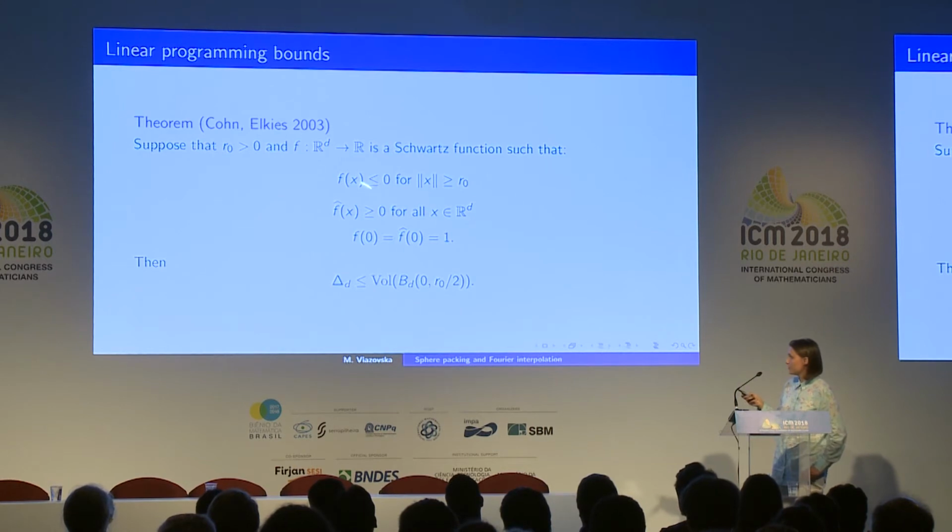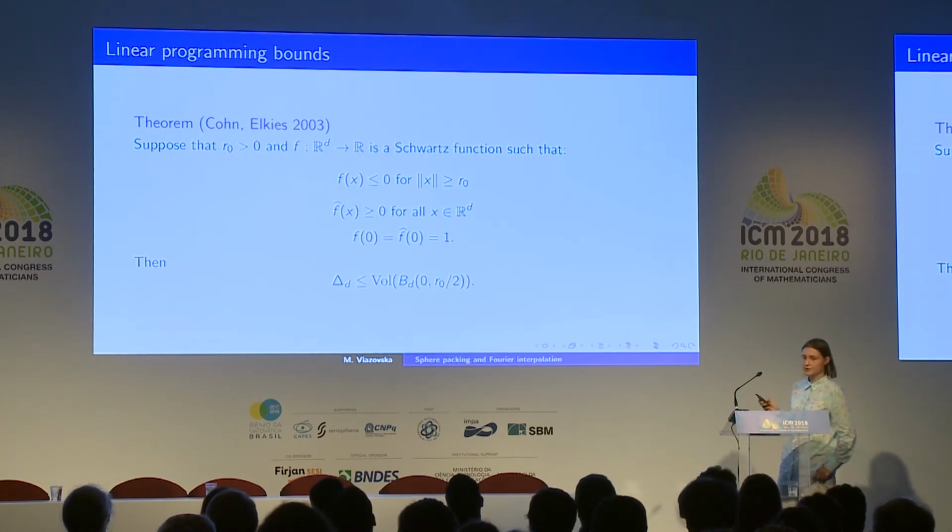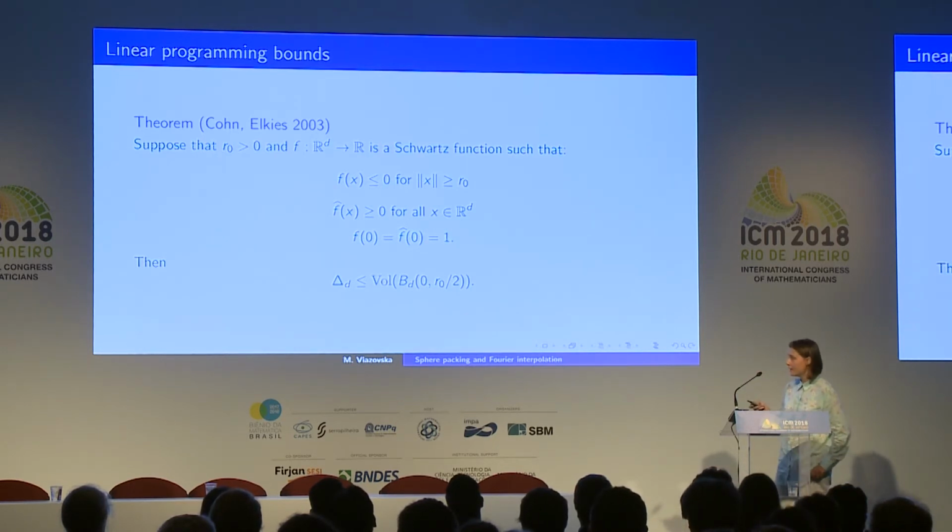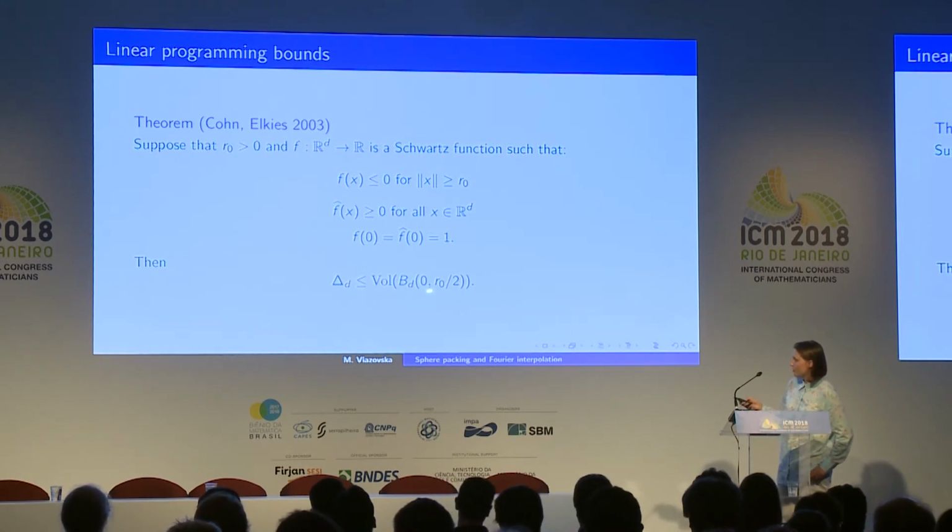The first condition is that the function is non-positive outside of a ball of radius R0. The second condition is that the Fourier transform of f is non-negative. And the third condition is that our function is normalized in such a way that its value at 0 is equal to the value of its Fourier transform at 0, and equals 1. Then we know that every packing in d-dimensional Euclidean space has density smaller or equal than the volume of a ball of radius R0 divided by 2.